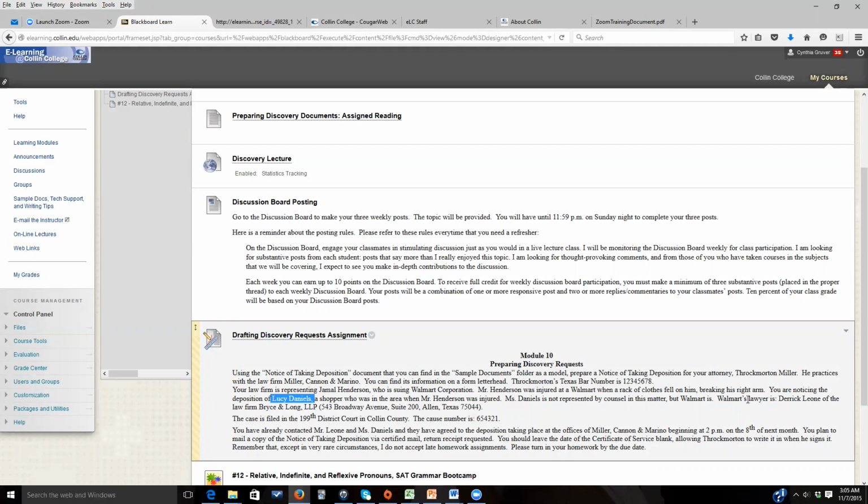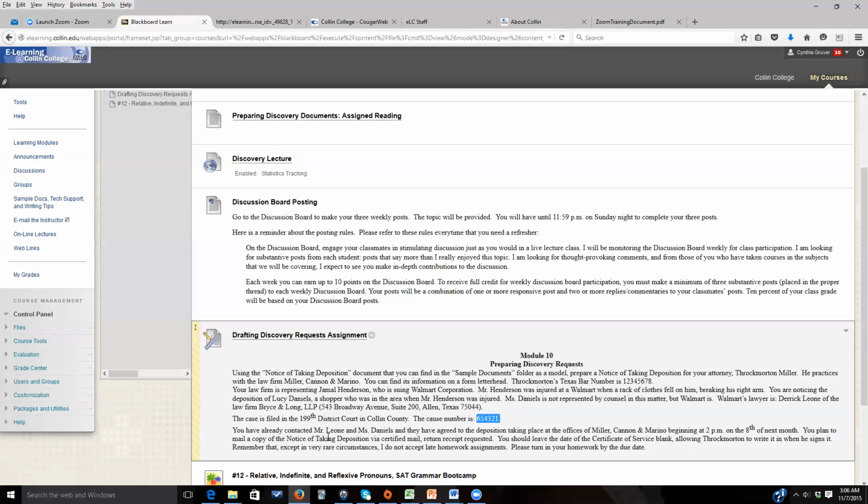Okay, here's the information about Walmart's attorney. We know his name is Derek Leone, and this is the name of his law firm. And here is the physical location. Now we get some information for the caption. We know what the district court number is. We know it's in Collin County, and we also have the cause number. All of that is information that's going to go in the caption.